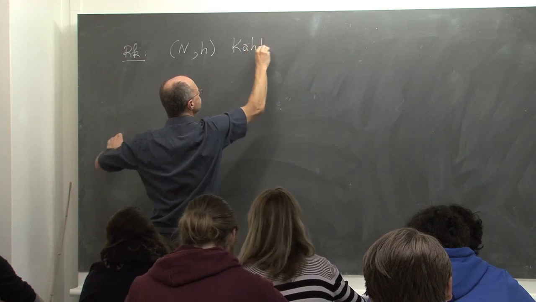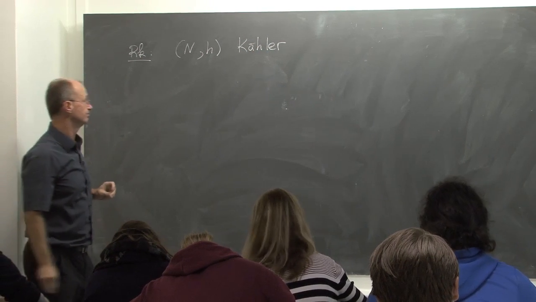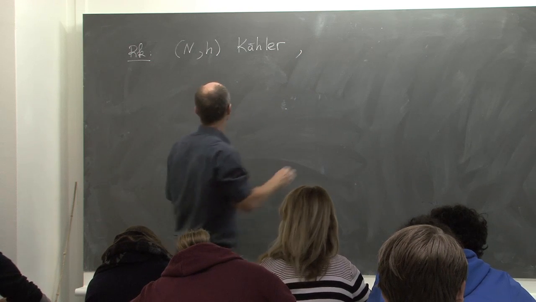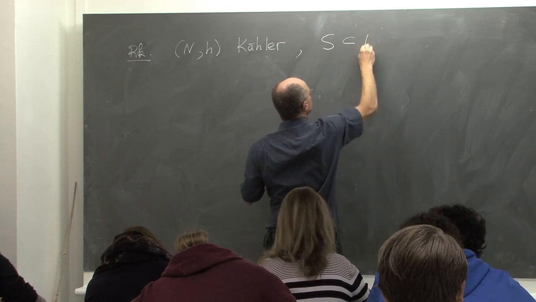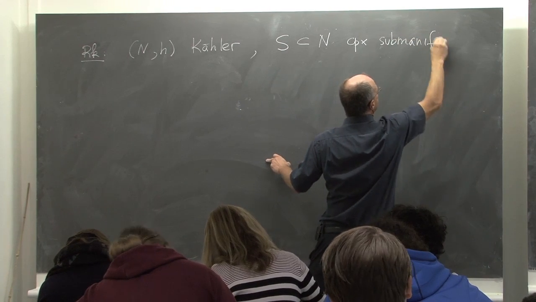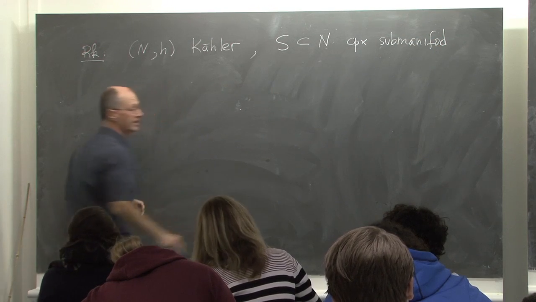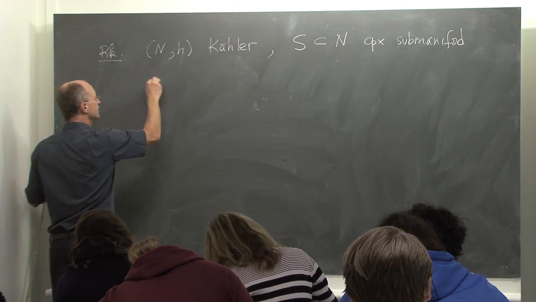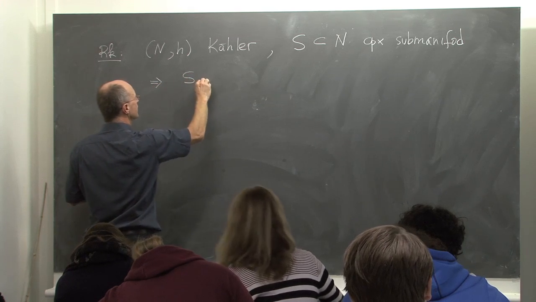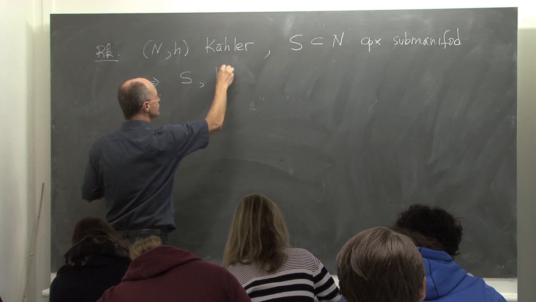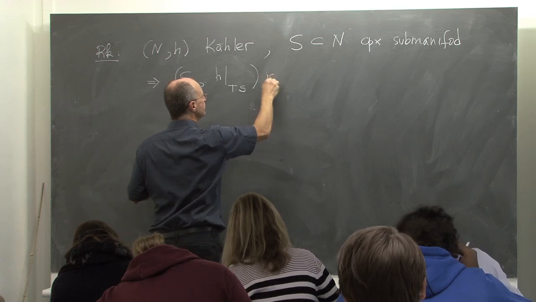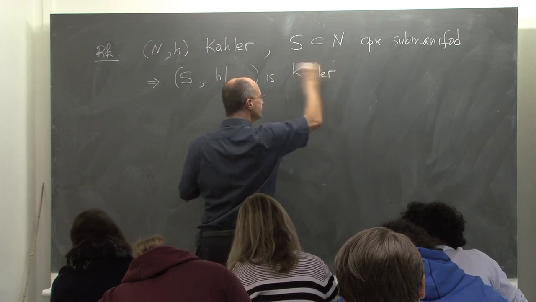Suppose that (N, H) is Kähler, and suppose that I'm not sure, I need another letter, let's say S, is inside N, a complex submanifold of N. Then S together with H restricted to the tangent bundle to S is again Kähler.